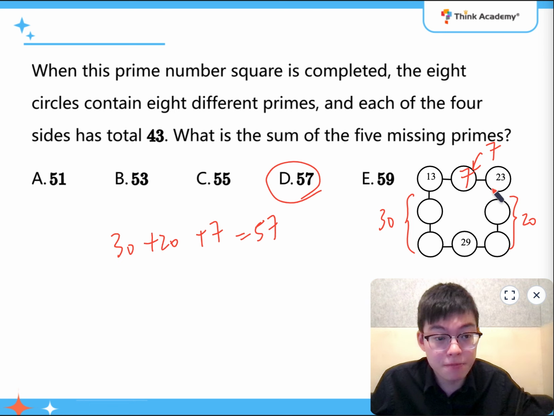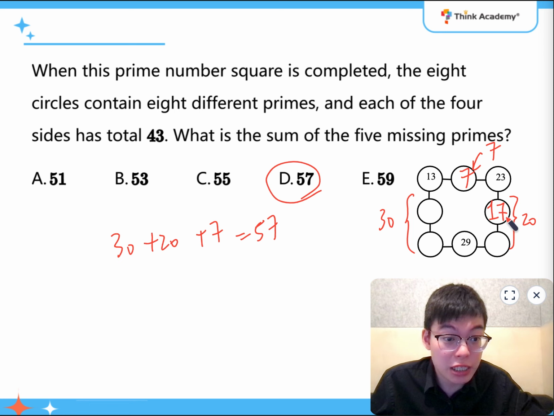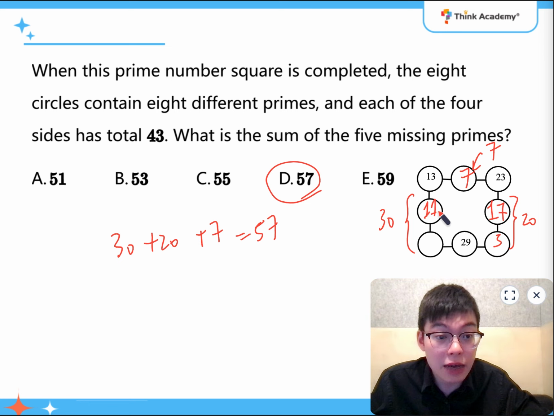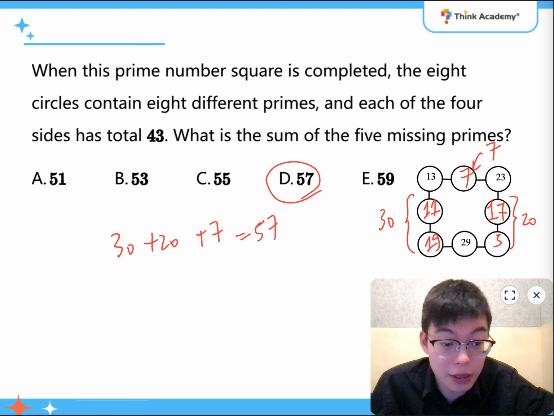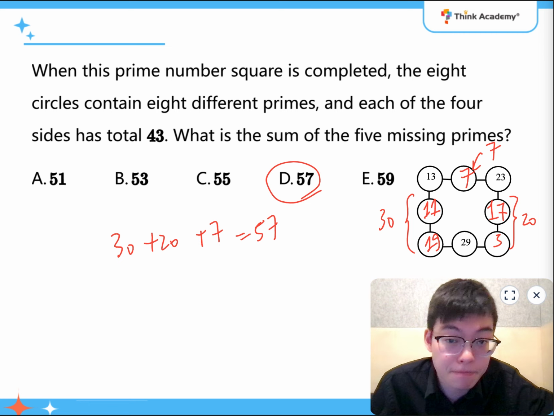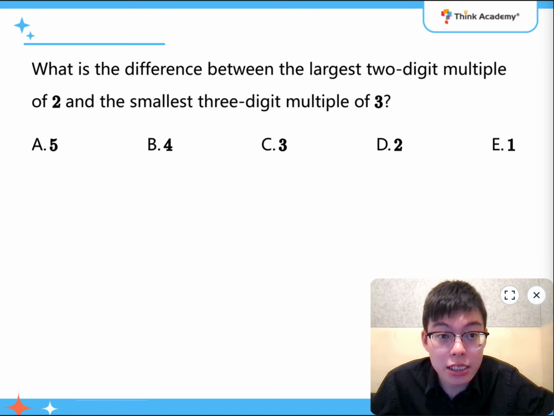If there's 7, you can just do 17 and 3 and 11 and 19, for example, and you can see that they're all different primes, right? Just like that. Okay, so that's for the 6th question.